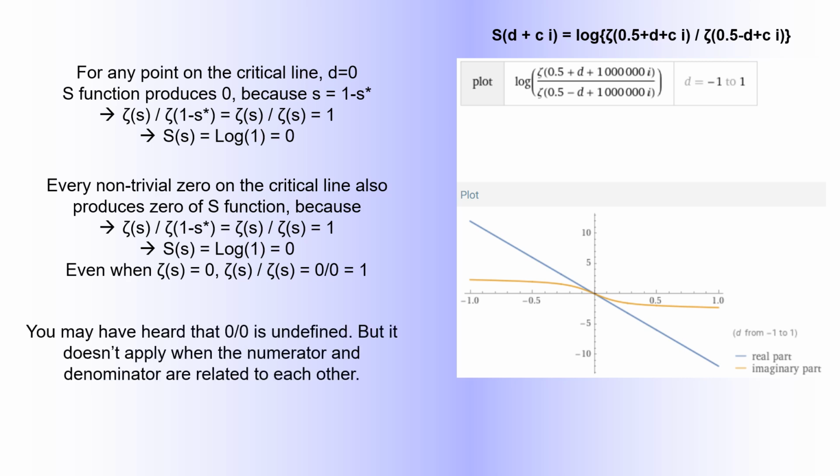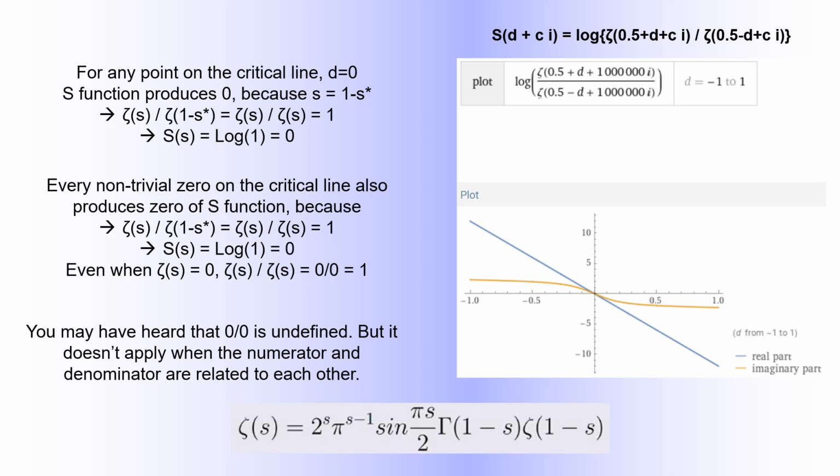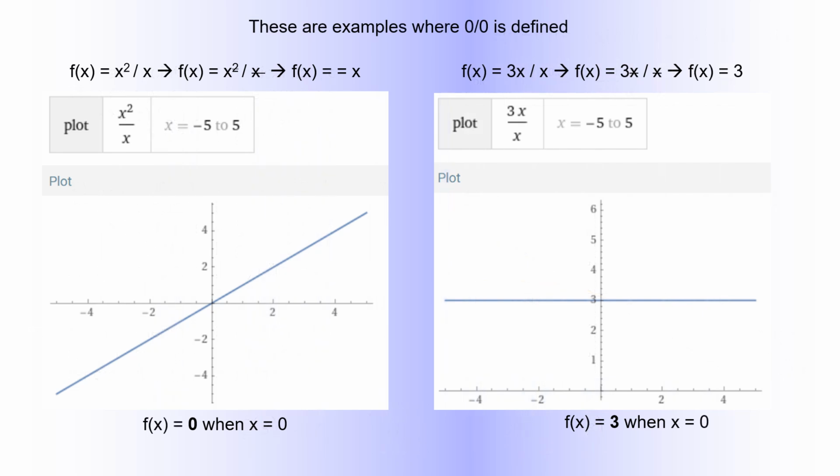You may have heard that 0 divided by 0 is undefined. But it doesn't apply when the numerator and denominator are related to each other. At this point you must be familiar with how the gamma function and the functional equation of the zeta function can cancel out zeros produced by the sine function for positive even integers. These are examples where 0 divided by 0 is defined.